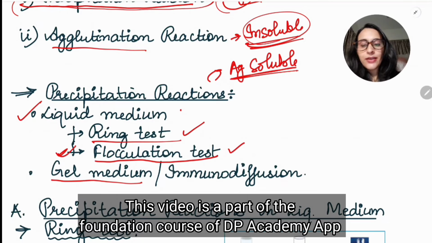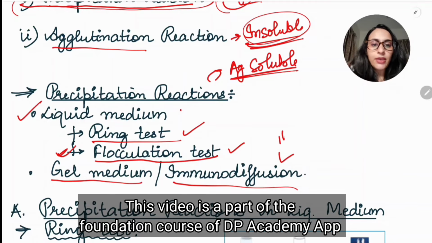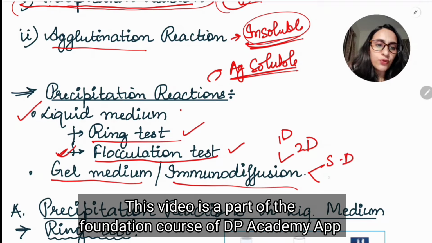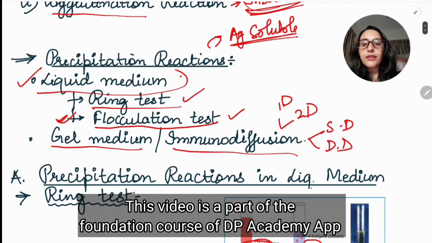Then the gel medium is also known as immunodiffusion. It can be of two types. Either it can be in one dimension or two dimension, or it can be a single diffusion or double diffusion. That we will talk about further in this lecture. So let's talk about the liquid media part first.